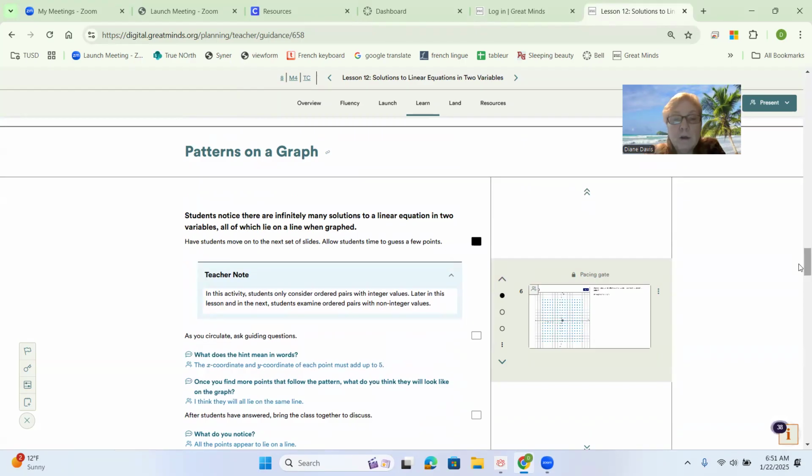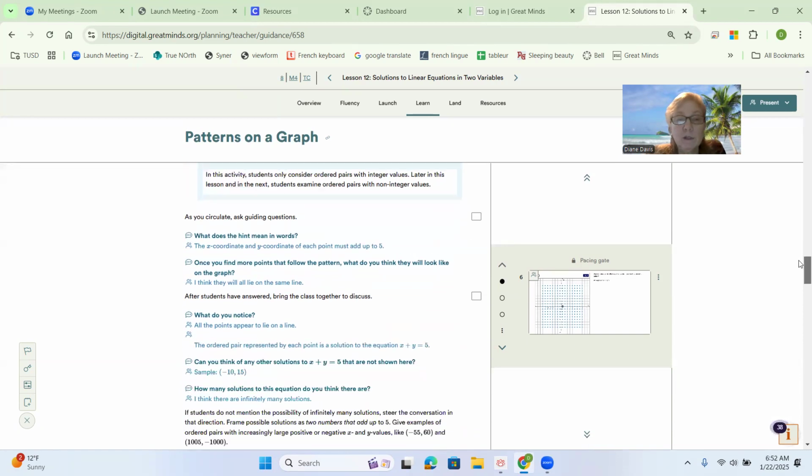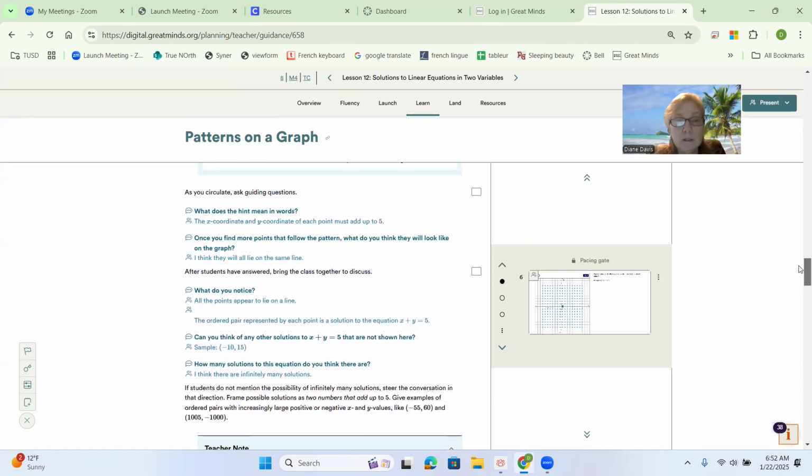all of which lie on a line when graphed. So again, there's an infinite number of solutions because they graph like a line, and a line goes on and on. It's not a line segment, right? So that's why there are infinite solutions, and it graphs like a line because it has x and y coordinates, just like on a coordinate plane, like Battleship, if you ever play that game. Once you find more points that follow the pattern, what do you think they will look like on a graph?